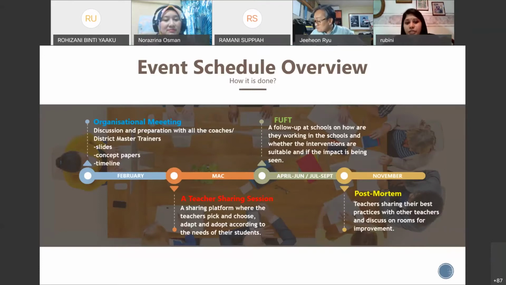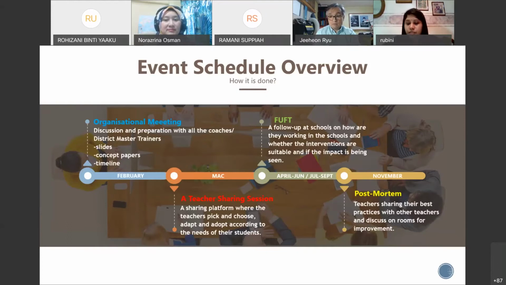By March, we managed to carry out the teacher sharing session, whereby we chose all the teachers. We asked all the teachers to come to a place, and the master trainers shared with them their success stories and what they had done in their schools and how it improved their students. They also brought samples of the students' marks before and after they tried out the techniques. So the other teachers from the three chosen schools can adapt and adopt according to the needs of their students.